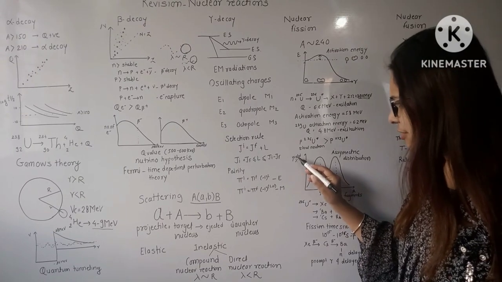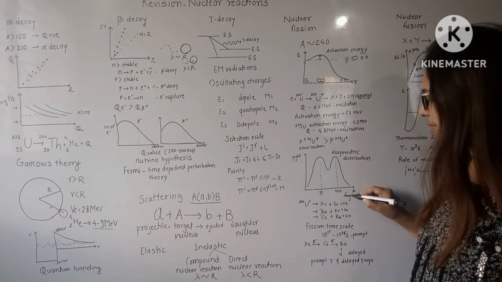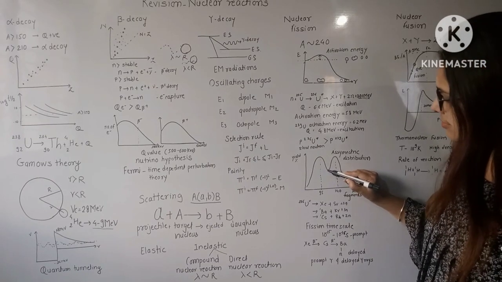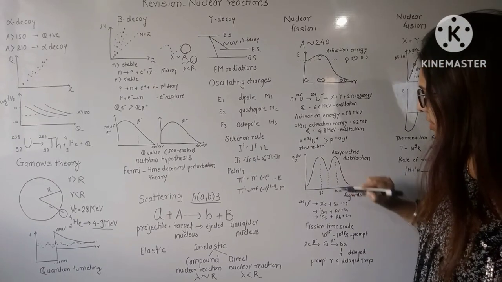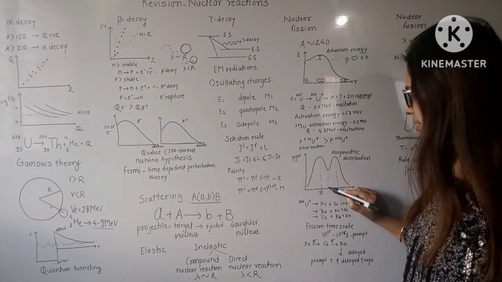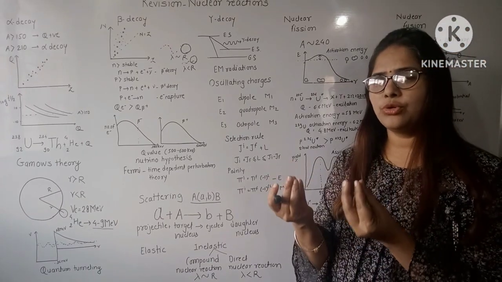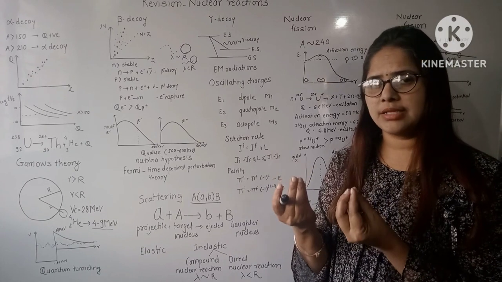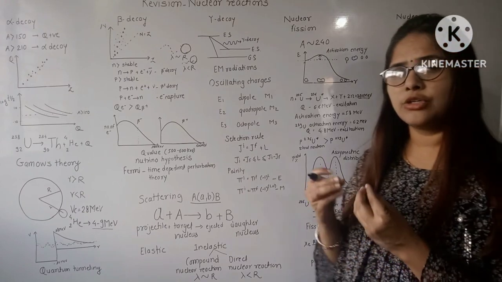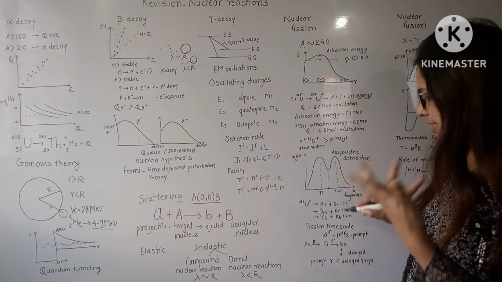So this is a graph of the yield percentage versus the mass number of the fragment, and this is the place where the fragments have exactly equal masses. From this graph we can say that the possibility of preparation of two daughter nuclei of exactly the same masses is very low. And the probability of finding the daughter nuclei in the range of 95 to 140 is more.